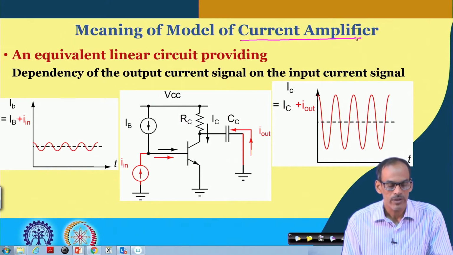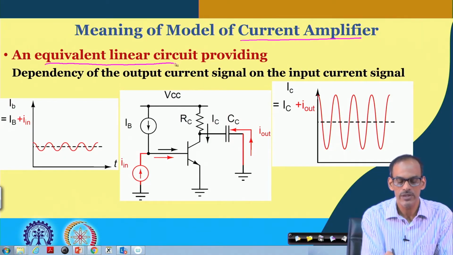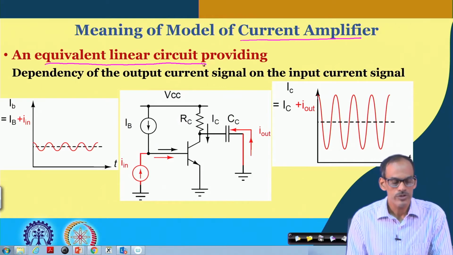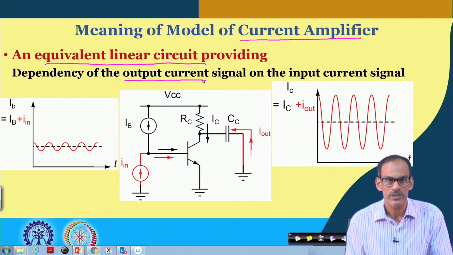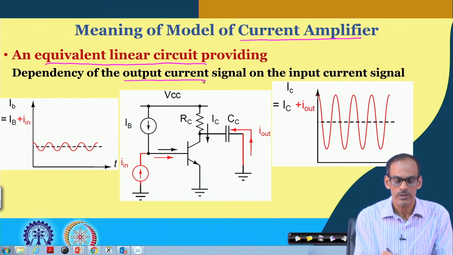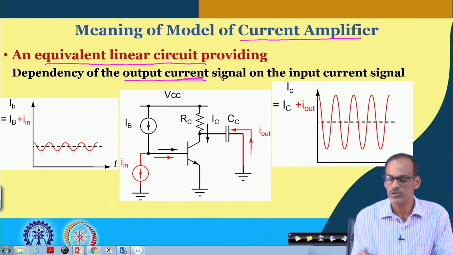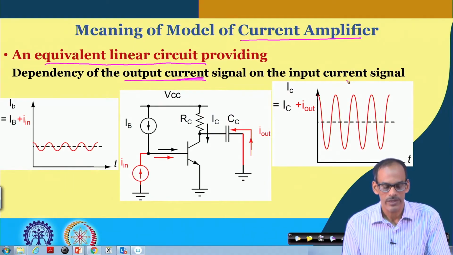Whenever we are talking about a current amplifier, similar to the voltage amplifier, it means an equivalent linear circuit which provides the dependency of the output current signal on the input current signal. Note that the output signal and input signal are both currents, and that is why we call this a current amplifier.